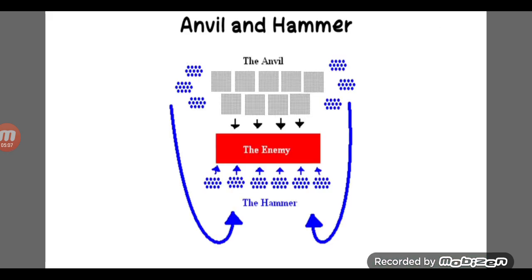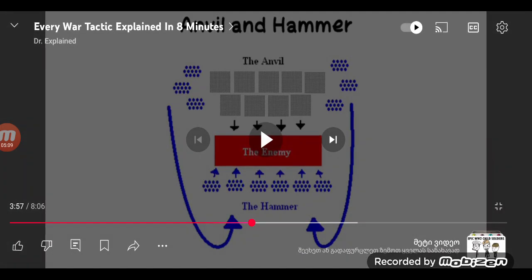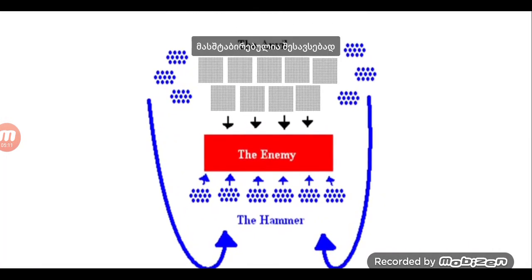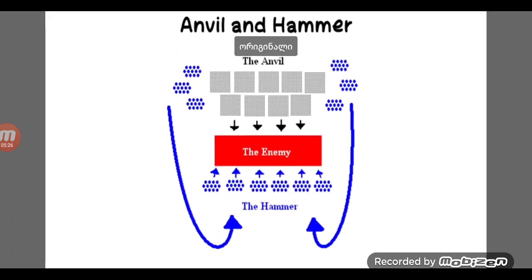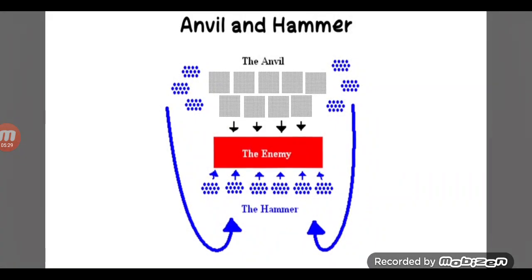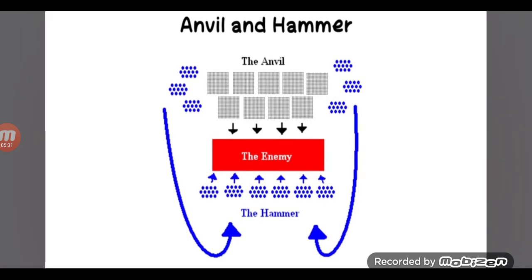Anvil and hammer, a maneuver where a holding force in... So, the blue parts are the hammer, and the anvil is going just down on the enemy, so it's like a flanking maneuver, but even harder. Engages the enemy, while a mobile force strikes them from the flanks or rear.